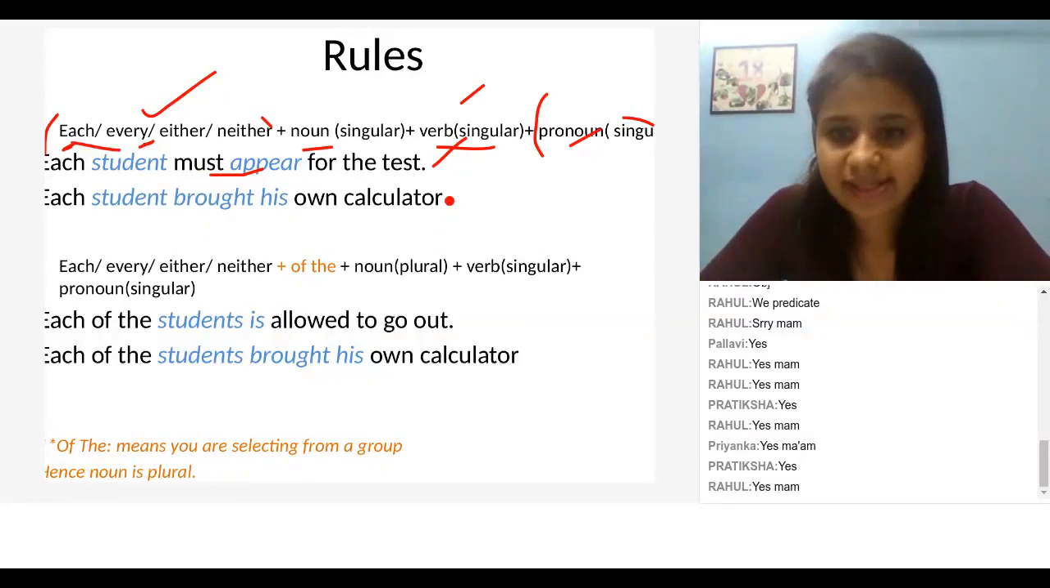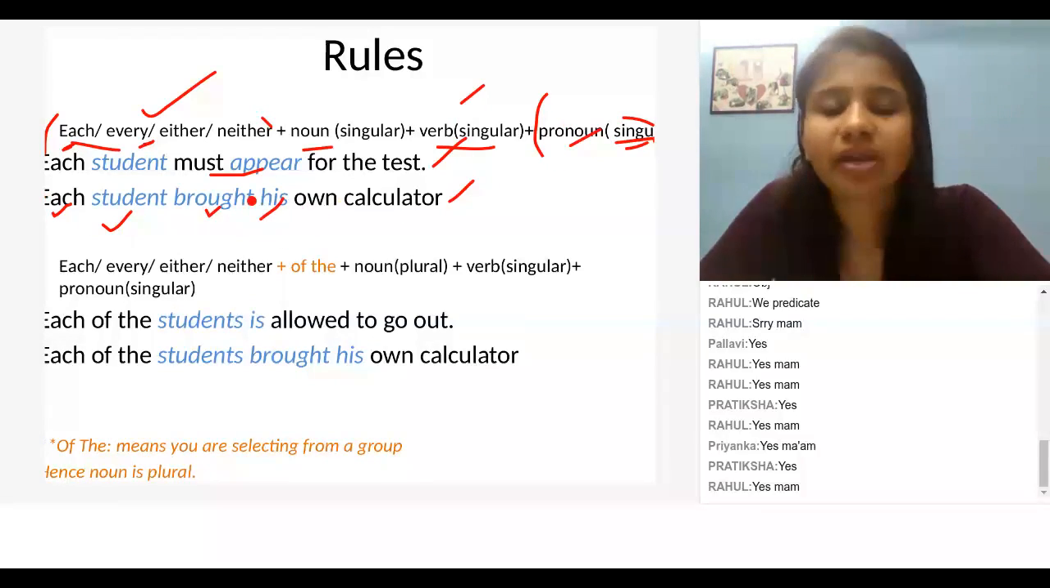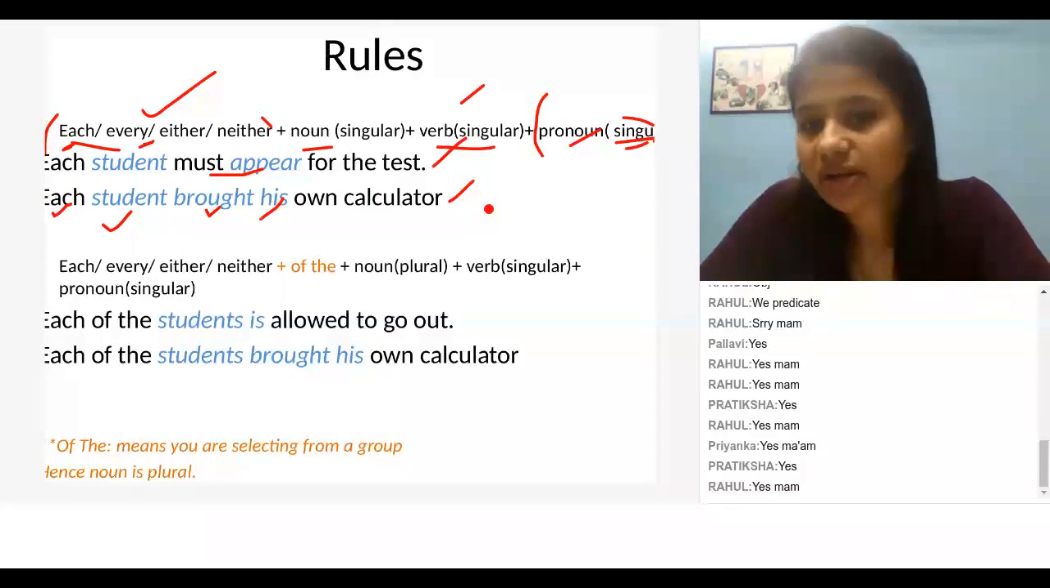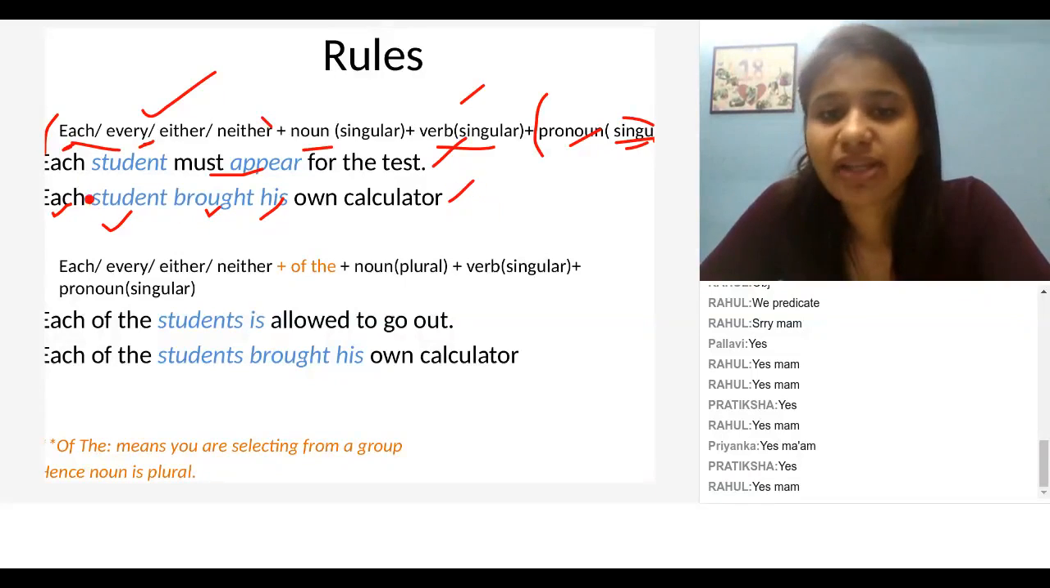Now if you see the second sentence, each student brought his own calculator. You have an each, you have student, that is a noun, which is singular. Then you have a verb, brought, which is singular, and in this sentence you have his, a pronoun, which is again singular. Each student brought his own calculator. Sometimes we tend to say "each students brought their own calculator". It is going to be incorrect. With each and every, it is always going to be singular.